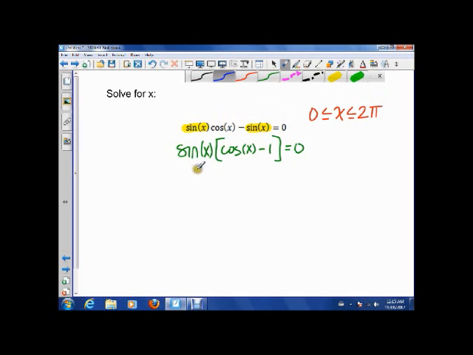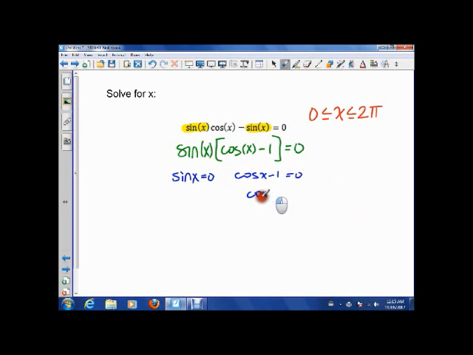And now you should remember that if two things multiply to give you 0, then either sine x is 0 or cos x minus 1 is 0, which means cos x is 1. Okay? So now all we have to do is solve these two simple equations, right? And the way that I'd like you guys to do this is either you remember what the answers are right away, or you remember the graphs. So the graph of sine x looks like that. And when is it 0? Well, 0. That's pi. And that's 2 pi.